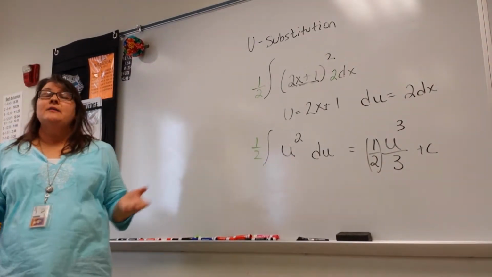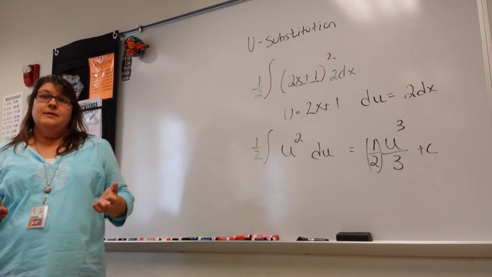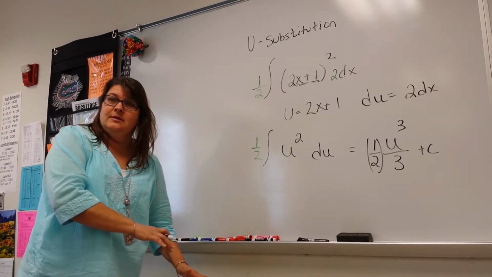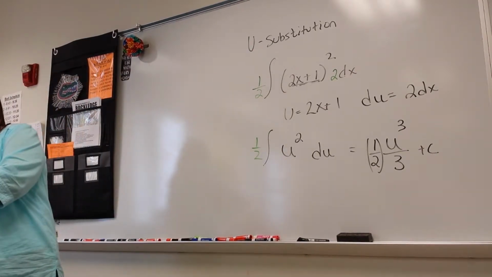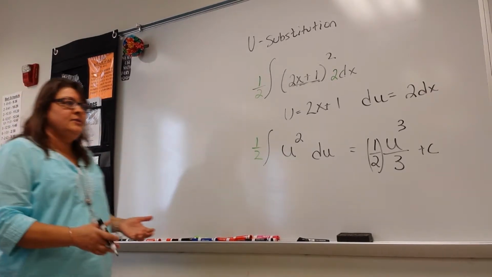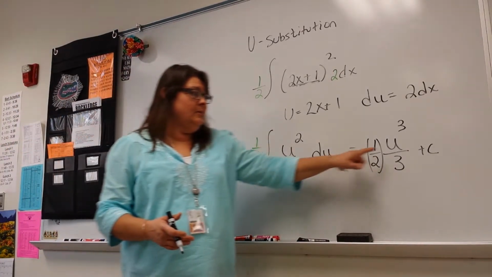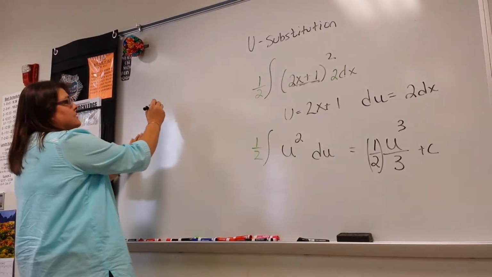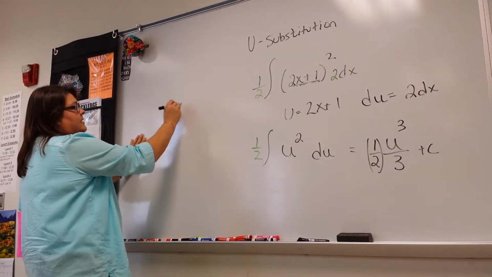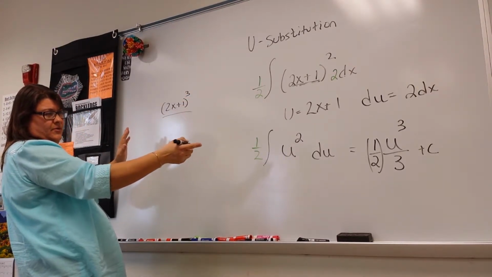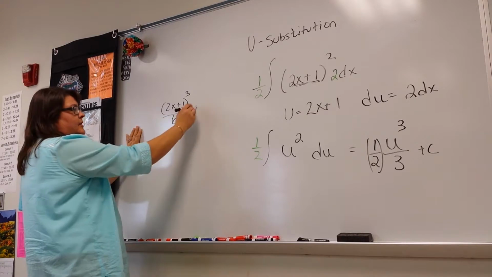Now, the only last problem is, I started in terms of x. I used U-Substitution. And I now have to go back to x. That's the only thing that changes this problem. So what would I do to go back to x? Well, what is u? It's 2x plus 1. So the end result is 2x plus 1 to the third, right? And what's 1/2 times 3? Those 2 and the 3 make a 6. Plus c, done.